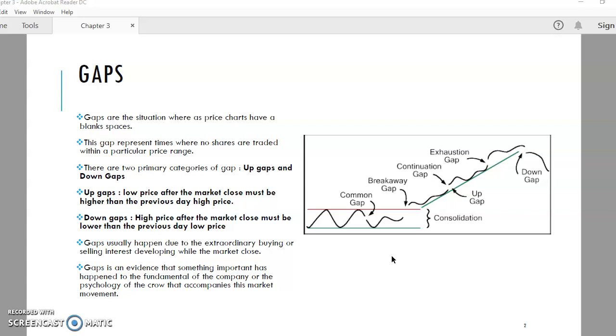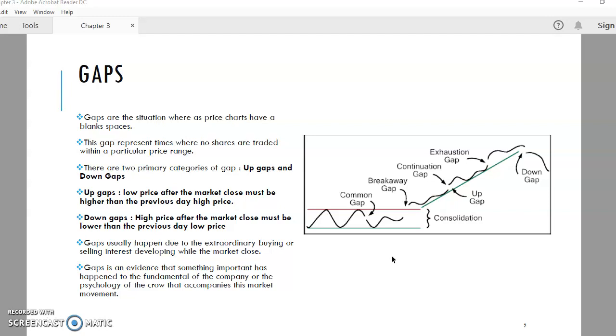Okay, there are two primary categories of gaps. First we call it a gap up, and the second one is a gap down. What is a gap up? A gap up happens when the lowest price after the market close is higher than the previous day's high price. While for a gap down, the highest price after the market close must be lower than the previous day's low price.